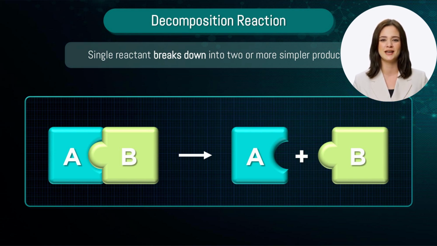Decomposition reaction has been classified into 3 parts. 1. Thermal decomposition. 2. Photolytic decomposition. 3. Electrolytic decomposition. Let us study about each reaction on upcoming slides.